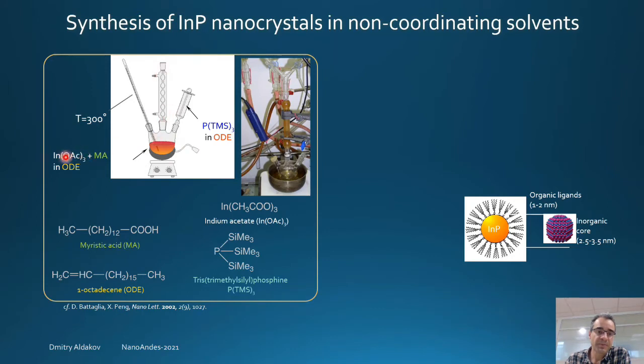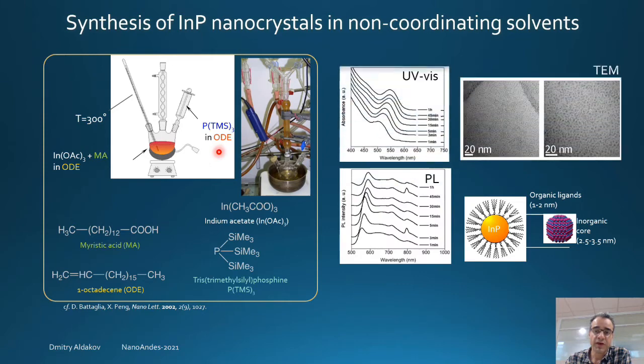You mix indium salt, in this case indium acetate. You take myristic acid. As you have guessed, this is a ligand. It has a long chain, and it has a functional group, in non-coordinating solvent, and you inject this very reactive precursor PTMS in octadecene, and you have growth, and you can get nice absorption, nice size dispersion.